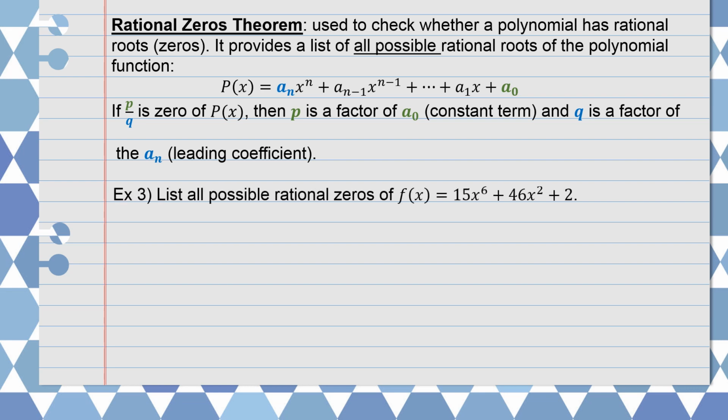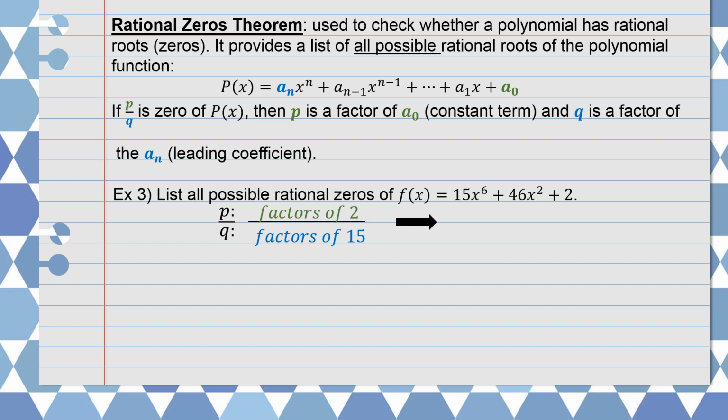For example 3, it says list all possible rational zeros of the function f of x equals 15x to the 6th plus 46x squared plus 2. Now, because it says list all possible rational zeros, rational means fractions, which means we are talking about p over q. Now, the p-value comes from where? It comes from your constant, which means it will be coming from a factor of 2. Now your q value comes from what value? Well, your leading coefficient, which in this case is a 15. So it will be a factor of 15.